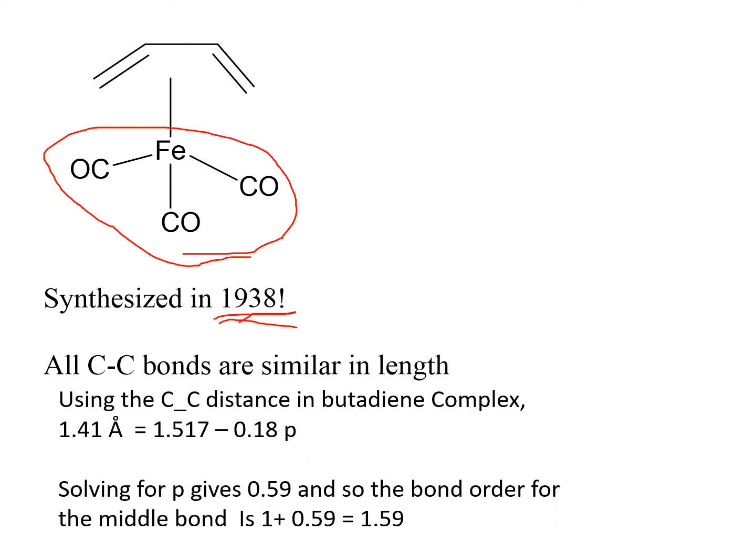When the iron tricarbonyl is bound to the butadiene, the bond orders change from what is observed in free butadiene to what is observed in the complex. And if you solve for the bond distance between the two carbons, C2 and C3, you notice that the bond order is actually increased to 1.59.